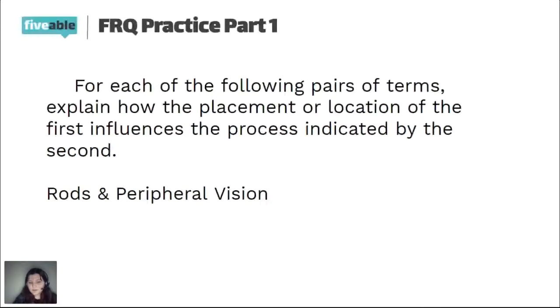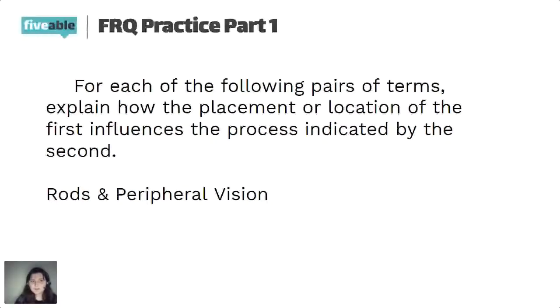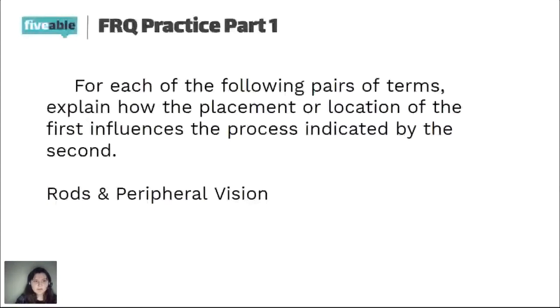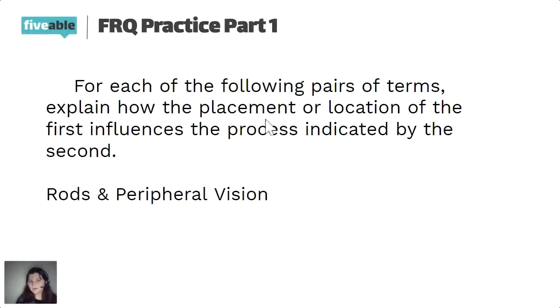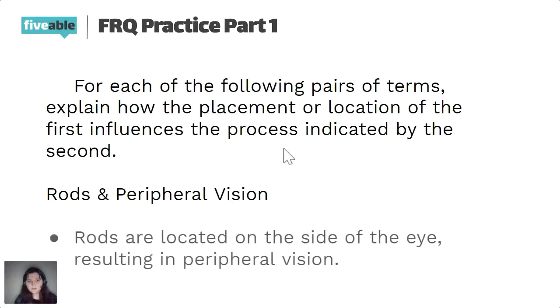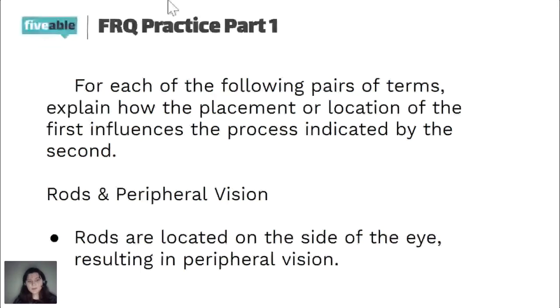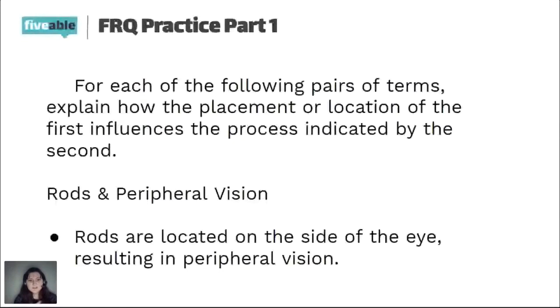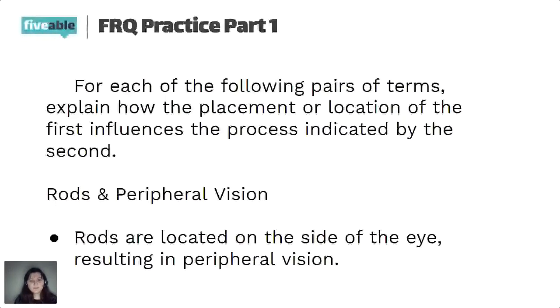In the meantime, I will pull up the actual College Board response as well so that we can compare to that. Okay, if not, then the answer to this will be that rods are located on the side of the eye. You want to talk about the placement first, and then that leads to peripheral vision. This is a fairly short answer, but this is just the foundational basis of what you want your answer to be.